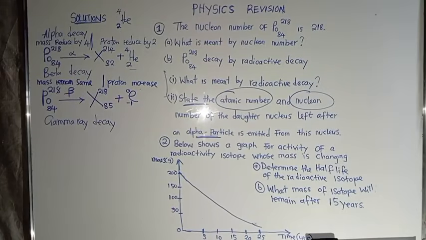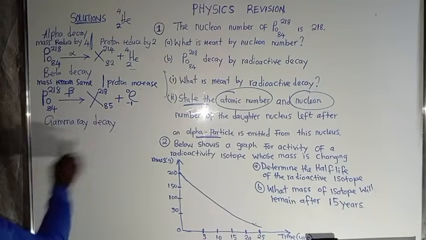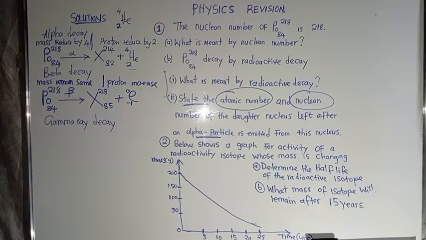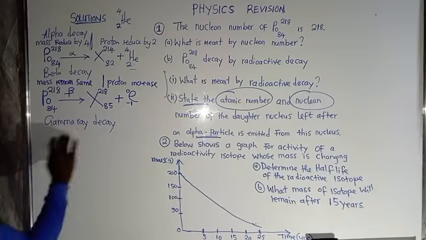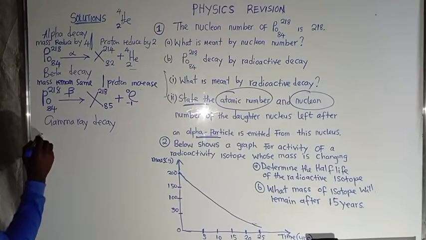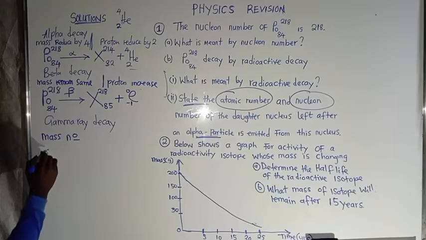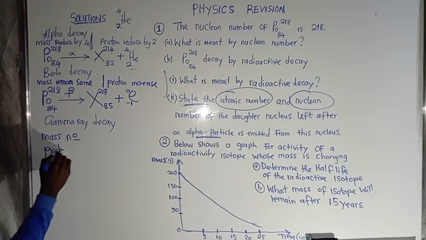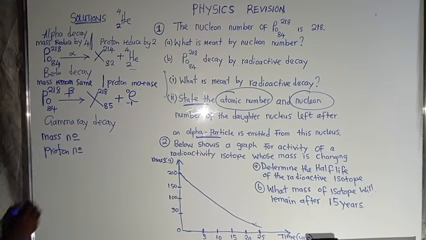So we are done with that. When we go to a gamma ray decay, what will happen to the mass number? What will happen to the mass number and the proton number whenever we are talking about the gamma decay? What will happen to the mass number, and what will happen to the proton number?